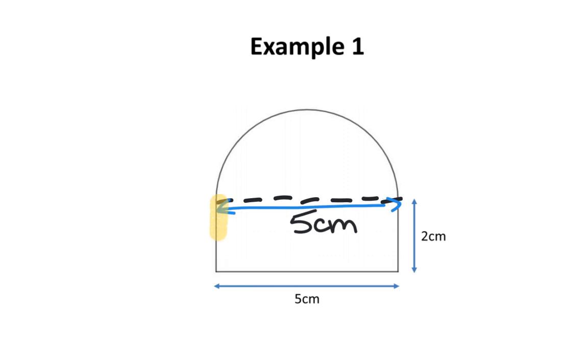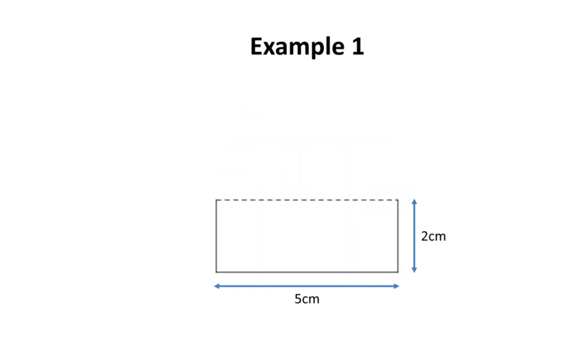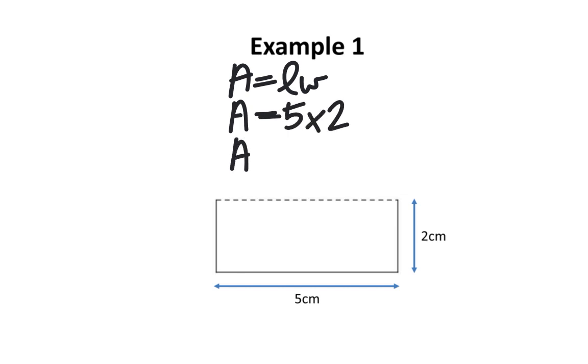I'm going to take a closer look at this rectangle. Then I'm going to take a closer look at this half circle. If you recall, the area of a rectangle is length times width. I'm going to replace some of these variables with their known values. The length is 5 and the width is 2. Therefore, the area is 5 times 2, which is 10 centimeters squared.